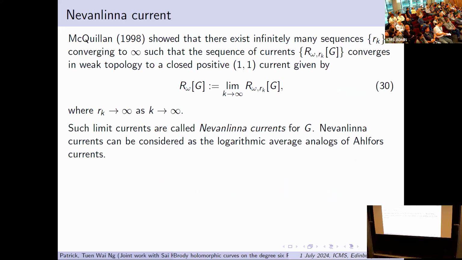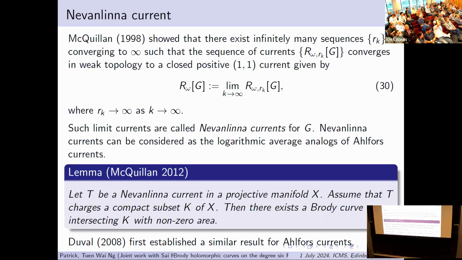And McQuillan said you can choose some sequence so that these things converge in the weak topology to a closed (1,1) current, given by this notation. This positive closed (1,1) current will be called the nonlinear current. There's something similar called the alpha current, but I'm not going to define it here.